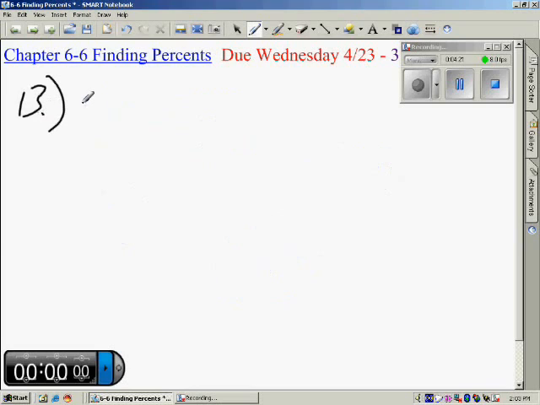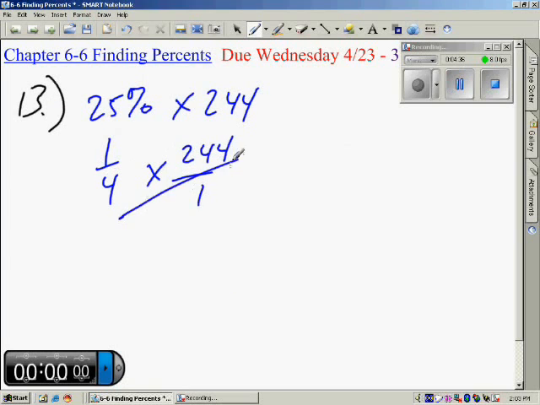Moving on to number 13, we have 25% of 244. Or, if you look at the chart, 25% is 1/4 of 244 over 1. Let's see if we can simplify before we multiply. 4 divided by 4 is 1. And let's see what 244 divided by 4 is.